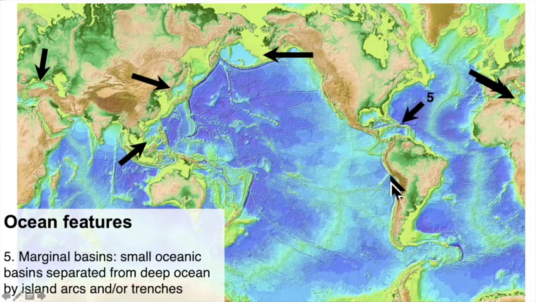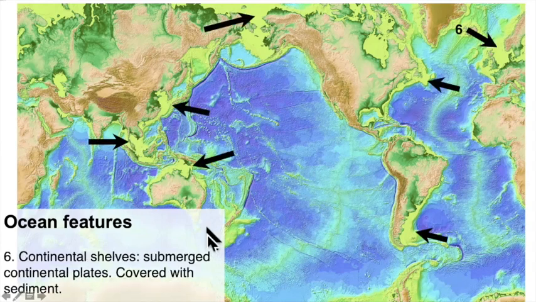There's trenches on the other side of the Pacific Ocean as well. This is the Peru Trench that covers most of South America. And there's a trench in front of Puerto Rico as well. So these trenches almost always co-occur with different island arcs.